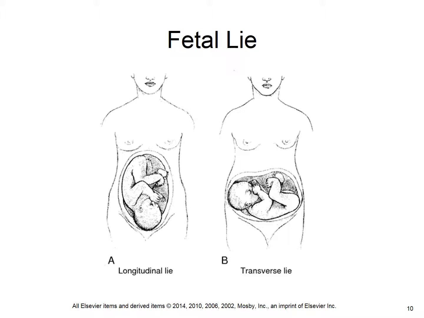Now we're going to discuss fetal lie. The fetal lie is the relationship of the fetal spine to the maternal spine, and the two primary are longitudinal, or up and down, or transverse. Longitudinal can either be vertex with the head down, as depicted here, or breech with the butt down.